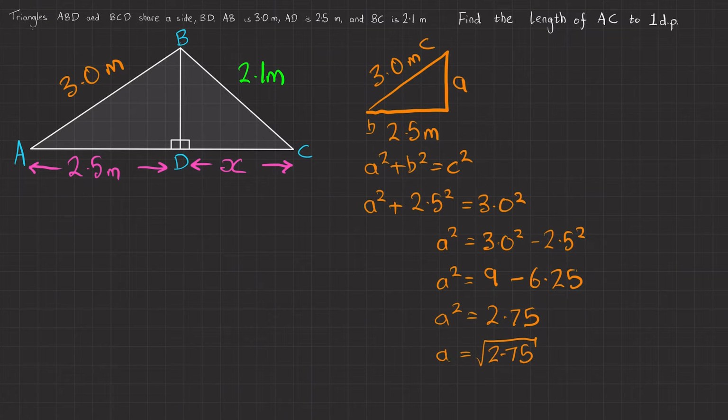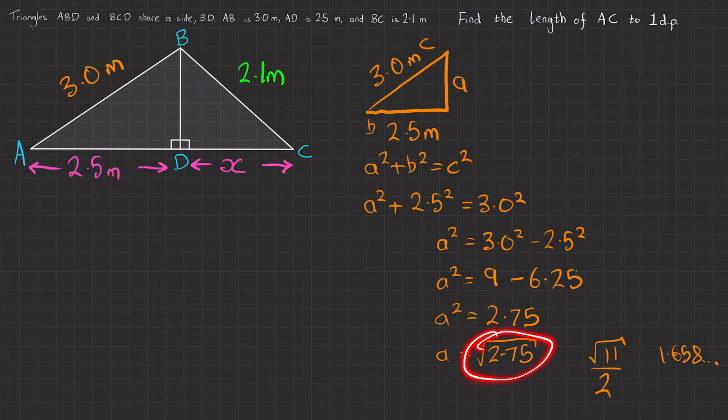Now when you put root 2.75 into your calculator, it will probably give you this value here, root 11 over 2. The numerical value will be 1.658, etc. So looking at 1.658, will that fit into this value here, or this side length here? It does look right, so we're going to assume that we're doing something right.